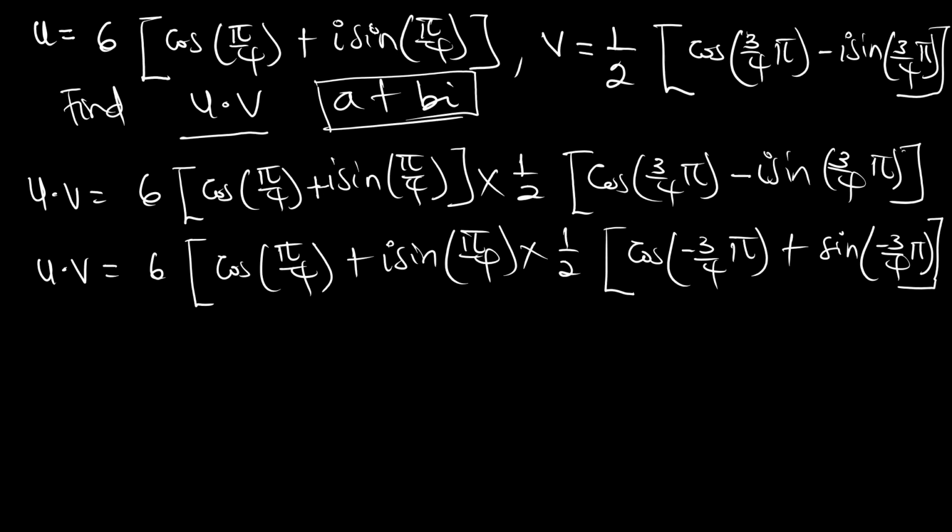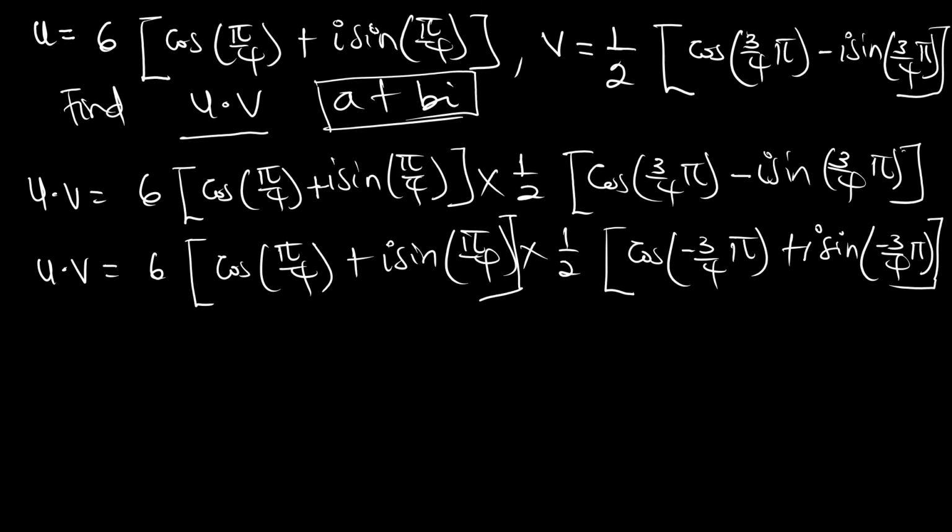You may ask why it is that here we were having 3 over 4 pi, but here I have changed it to negative 3 over 4 pi, and here we are having negative i sine 3 over 4 pi, but we are having positive i sine negative 3 over 4 pi.